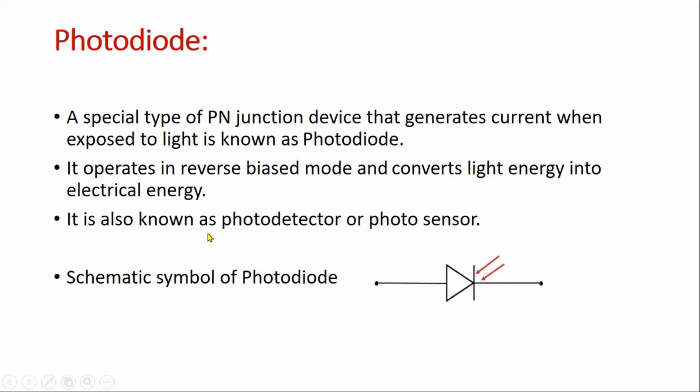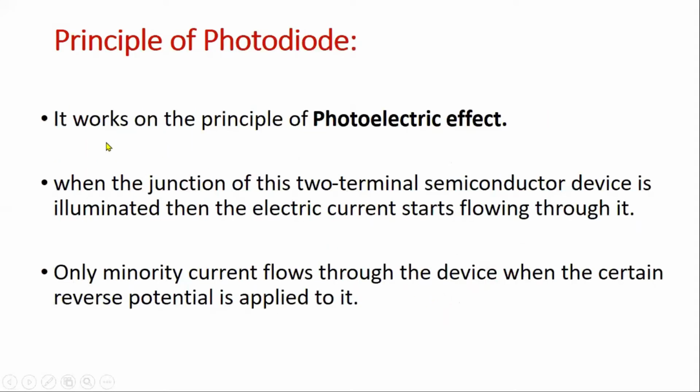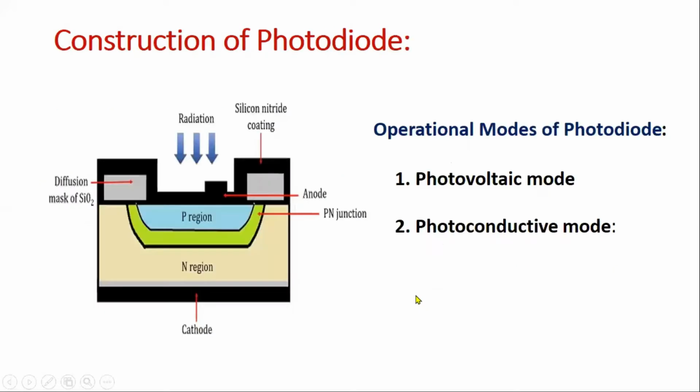It is also known as a photodetector or photosensor because it works under light. We can see the schematic symbol and how it is used in circuits. As the light falls on it, it starts operating. That is why this is the symbol. It works on the principle of the photoelectric effect, a well-known effect. When the junction of this two-terminal semiconductor device is illuminated, electric current starts flowing through it. Only minority current flows through the device when a certain reverse potential is applied to it. That is the principle.